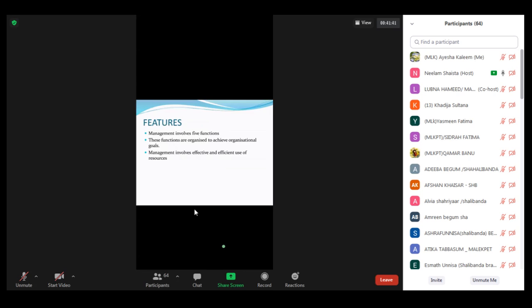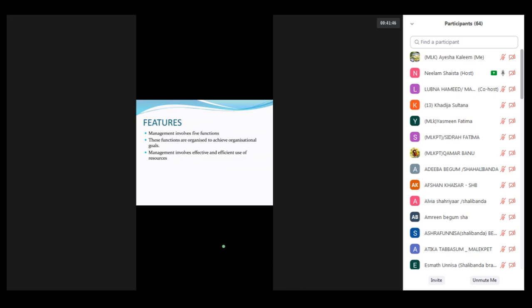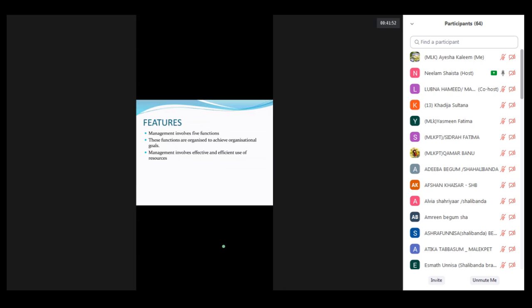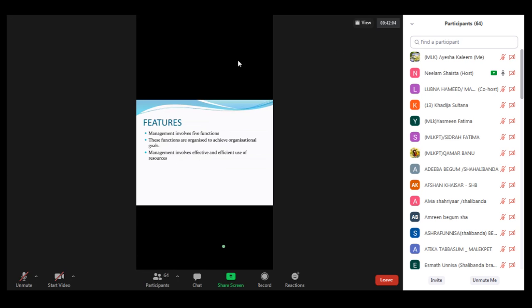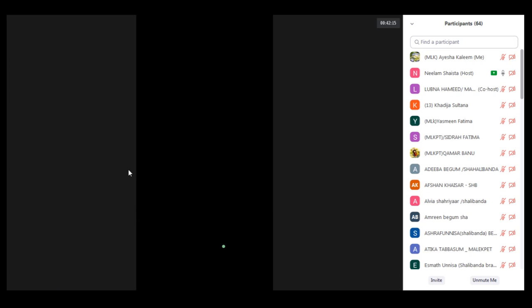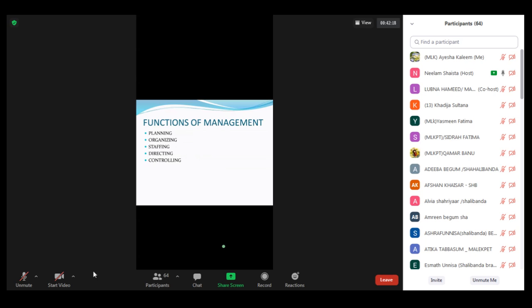Now, what are the features of this management? Management involves five functions. These functions are organized to achieve organizational goals. Management involves effective and efficient use of resources. We are going to see the functions also. Management involves five functions, and according to those functions they have to achieve. The functions are organized in such a way to achieve organizational goals, and it involves effective and efficient use of resources. Now, the functions of management: planning, organizing, staffing, directing, and controlling.